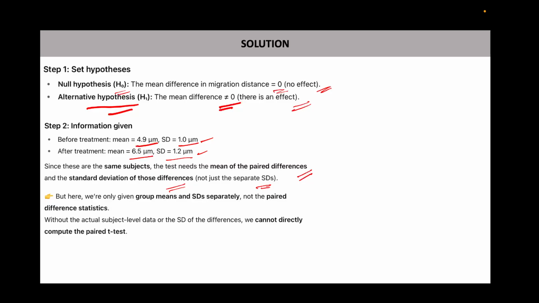But in the question, the group means and standard deviations are given separately. That means there is no paired difference statistic given. Without the actual subject-level data or the standard deviation of differences, we cannot directly compute the paired t-test. You do a paired t-test when you need to find the differences, and in that case we compute the paired t statistic.